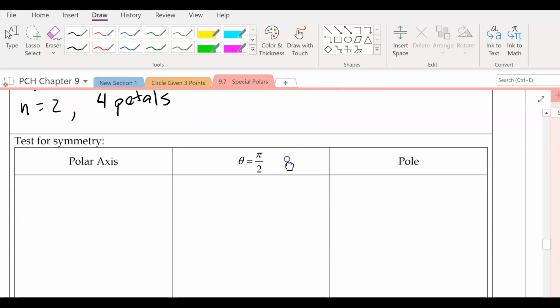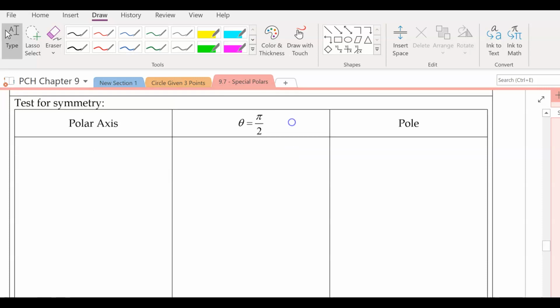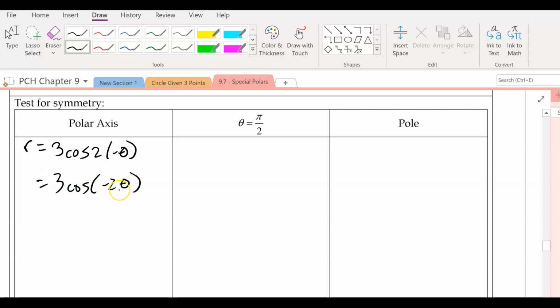Let's go ahead and test for symmetry. So for the polar axis, I'm going to replace theta with the opposite of theta, so I have 3 cosine 2 times negative theta, which is 3 cosine negative 2 theta. And using our even odd identities, we know that cosine of a negative angle is the same as the cosine of a positive angle. So that's the same as the cosine of 2 theta. So that checks. So it has polar axis symmetry.